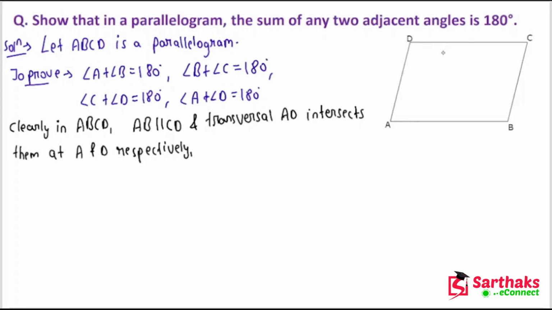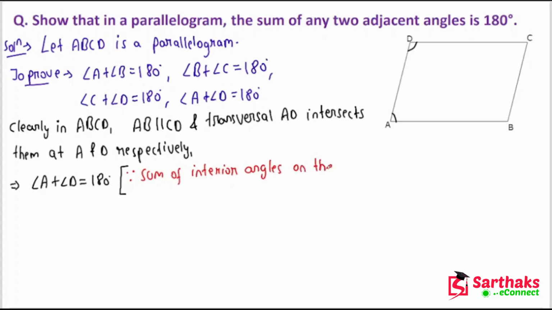We all know that for two parallel lines, angles on the same side of the transversal, that is angle A and angle D, would be supplementary. So it implies that angle A plus angle D is equal to 180 degrees. What is the reason behind this? Because the sum of interior angles on the same side of the transversal is 180 degrees. So this is the reason.